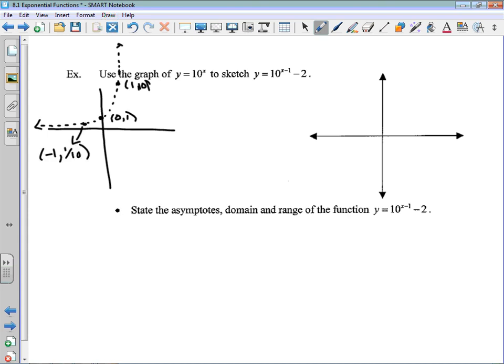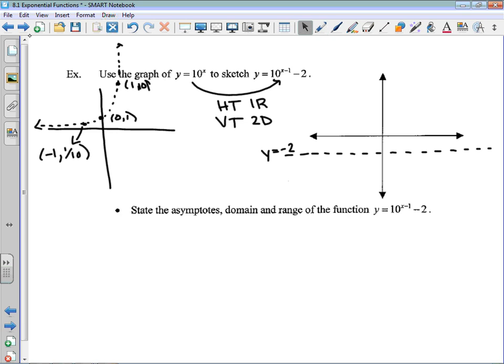To go from y equals 10 to the x to this graph, this is that Math 30-1 knowledge that that's a horizontal translation 1 to the right and a vertical translation 2 down. Now, the vertical translation is important because what it does is it shifts our horizontal asymptote to now be at y equals negative 2. That horizontal translation 1 to the right isn't as important. It really just means that 0, 1 doesn't just become 0, negative 2. There's more to that because it moved to the right as well. And then what my graph would look like is roughly something like this. Again, not too worried. It is just a sketch. The bottom part is what's much, much more important.